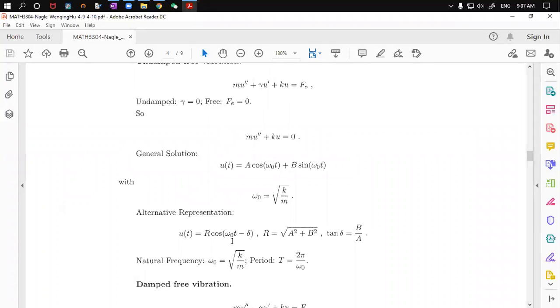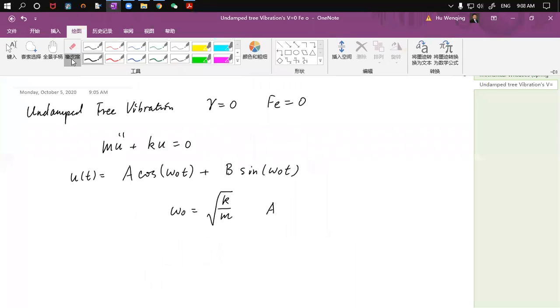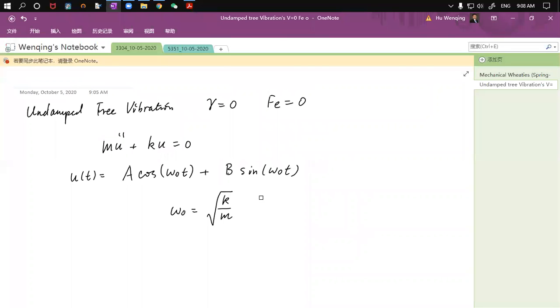by the relations corresponding to the initial conditions, because you have to prescribe the initial conditions. But then the alternative representation says that you can actually write this solution.